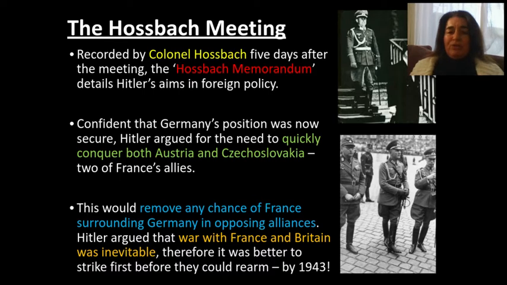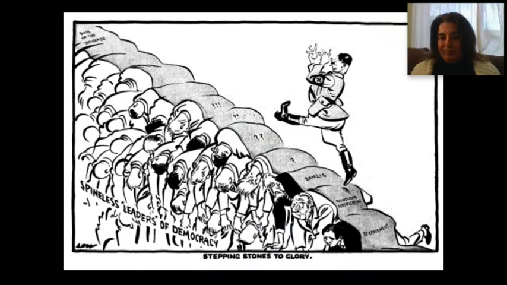Confident that Germany's position was now secure, Hitler argued for the need to quickly conquer both Austria and Czechoslovakia, two of France's allies and neighbors, with German-speaking people. This would remove any chance of France surrounding Germany in opposing alliances, and Hitler argued that war with France and Britain was inevitable. Therefore, it was better to strike first before they could rearm by 1943. Yes, stepping stones to glory.